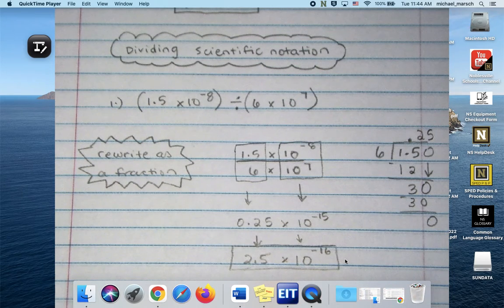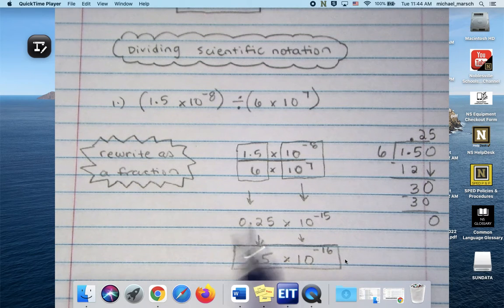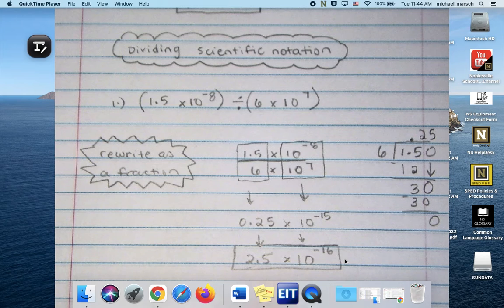Wait, so why would that not be negative 14? Because, remember, it tells me how many spaces to the left I'm going, right? So from here, I was going to go 15 places to the left. But since my decimal moved, I have to now go 16 spaces to the left. Yeah. All right. Last example. You can't see. Thank you.